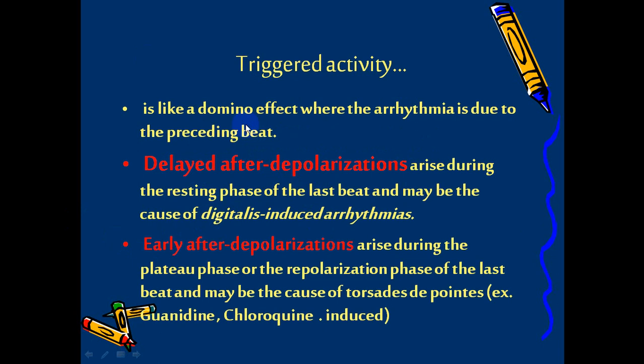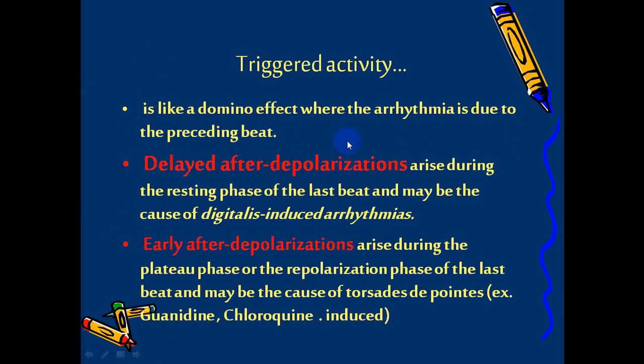The third most common mechanism is triggered activity. This comes after re-entry and enhanced or reduced automaticity. Triggered activity is like a domino effect, where the arrhythmia is due to the preceding beat. There are two types: delayed afterdepolarization, most common with digoxin, and early afterdepolarization, most common with hydroxychloroquine and quinidine.